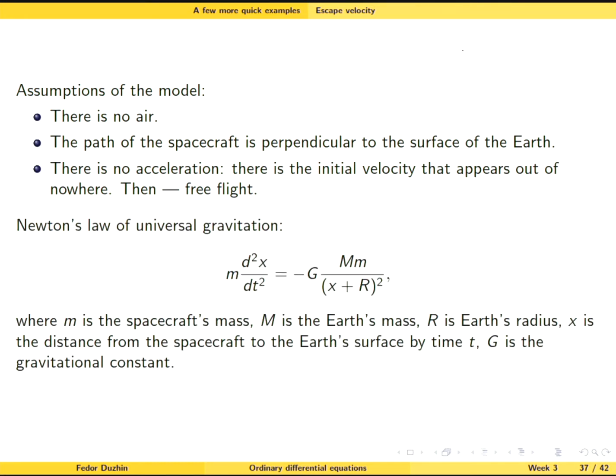Then we have Newton's law of gravitation. According to Newton's law of gravitation, the force of gravity is directly proportional to the product of masses of two bodies and inversely proportional to the square of the distance between the centers of the bodies, which is why we have this equation.